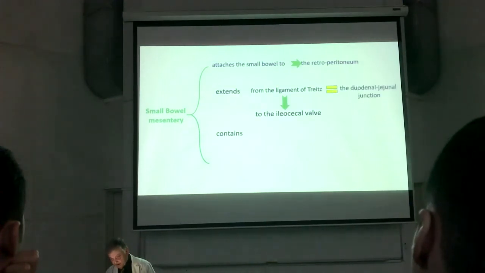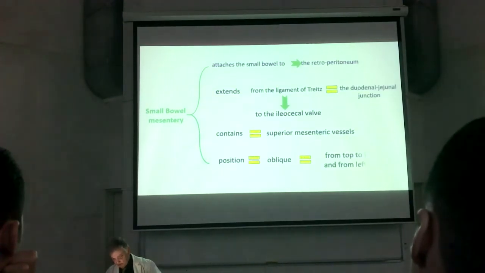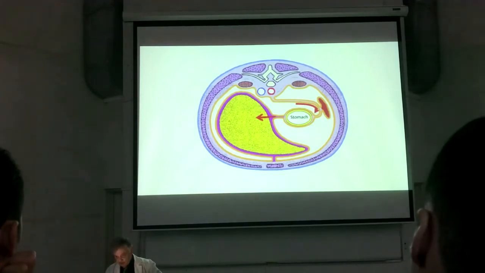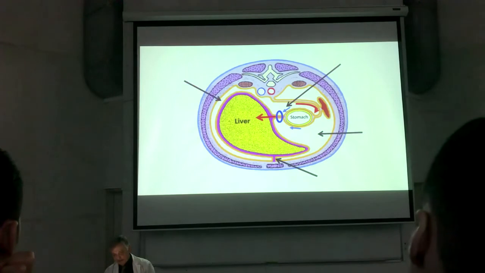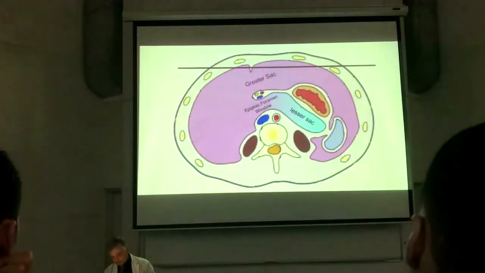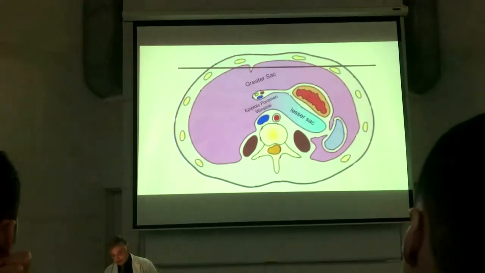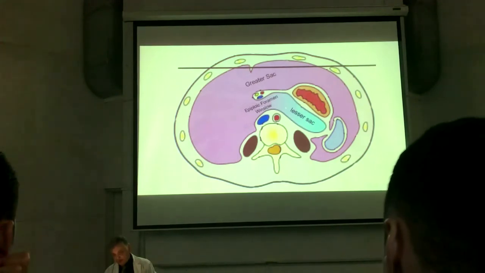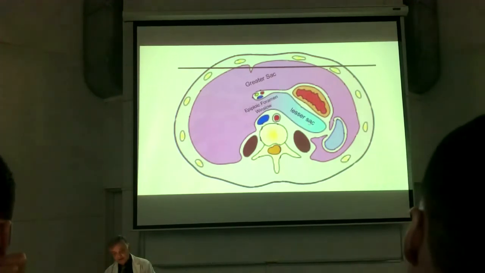This is something we have went through. Okay. That's omentum. That's the greater sac. That's falciform. This is something we know. When the stomach rotates, it creates a space behind it. It's called the lesser sac.